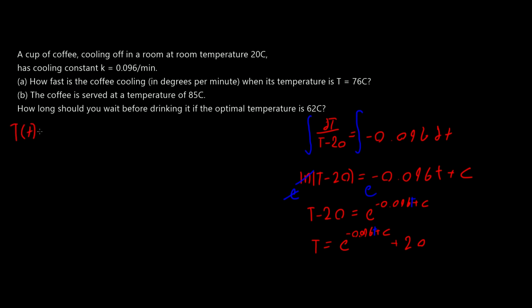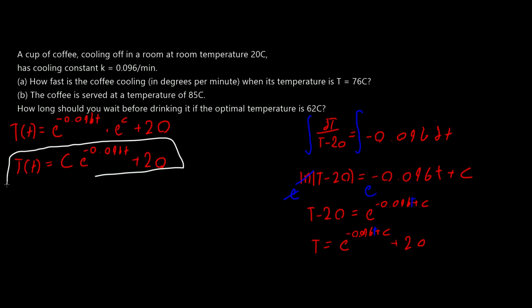So now we're going to have T of t equaling e to the power of negative 0.096t. And then instead of writing plus C, we're going to just multiply by e to the power of C, and then plus 20. So now this can be written as T of t equals C, since this is just a constant anyway, I'm just changing it to one letter, C times e to the power of negative 0.096t, and then plus 20. So now here is our general solution for part B. Let me go ahead and get rid of these.